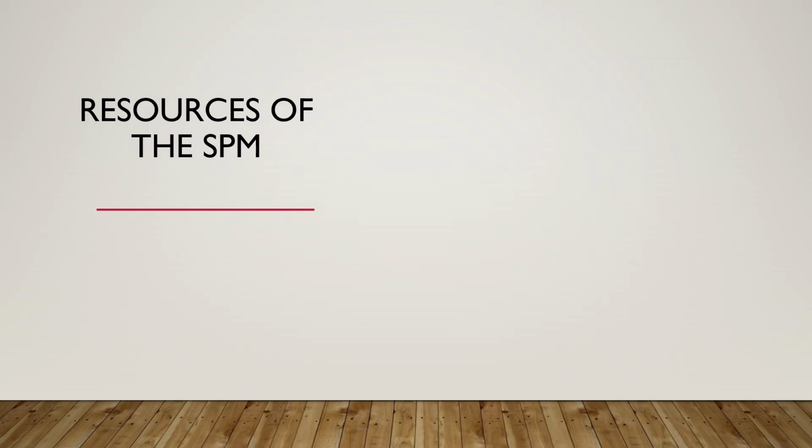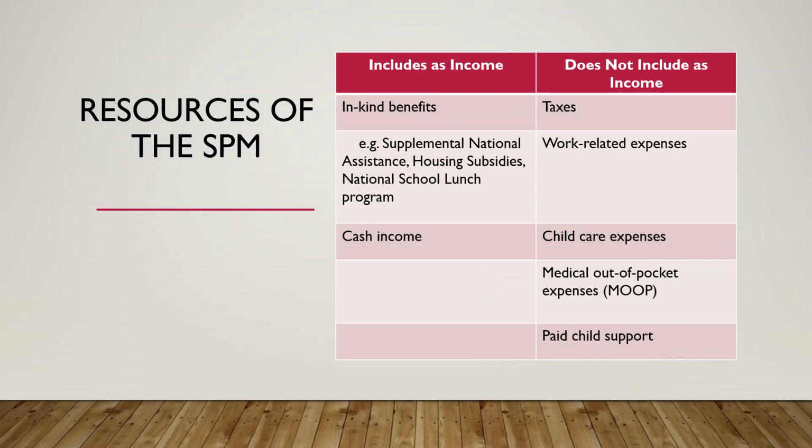The final aspect in which the SPM is better than the OPM is the resources which the SPM considers and doesn't consider as income. The SPM takes in-kind benefits into account along with cash income. These in-kind benefits, which can be used to meet basic FCSU needs, include government aid such as supplemental national assistance, housing subsidies, and the National School Lunch Program. From this income are deducted taxes, work-related expenses, child care expenses, medical out-of-pocket expenses, and paid child support.